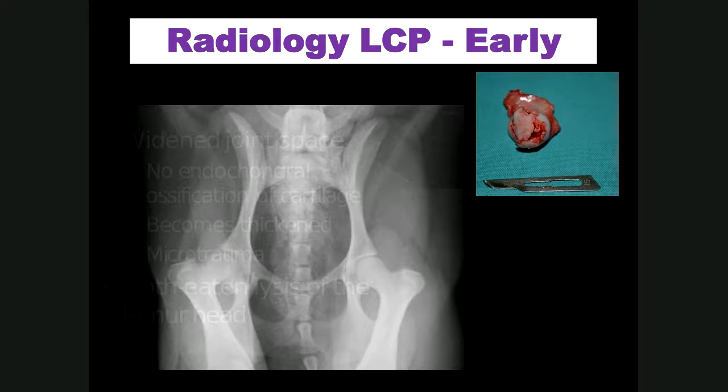Here's another example of an early case. What's nice here, because it's unilateral, is that one can compare it to the normal side. So the left side is normal, and the right side is slightly irregular with a widened joint space visible, as well as a mottled radiolucent appearance to the femur head. And here is an image of a surgically resected femur head that was affected by LCP, and one can see the collapse and the cartilage fissuring present.